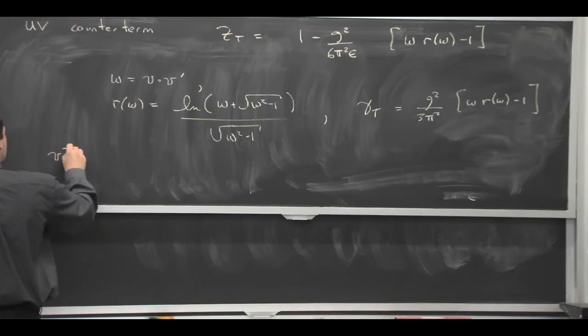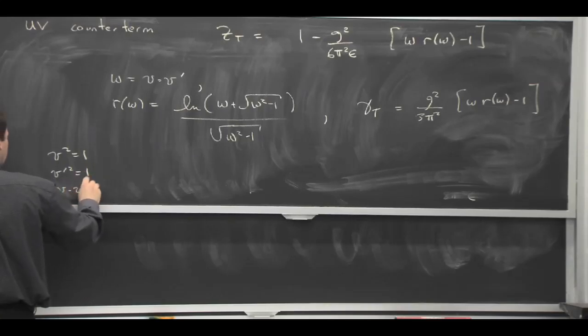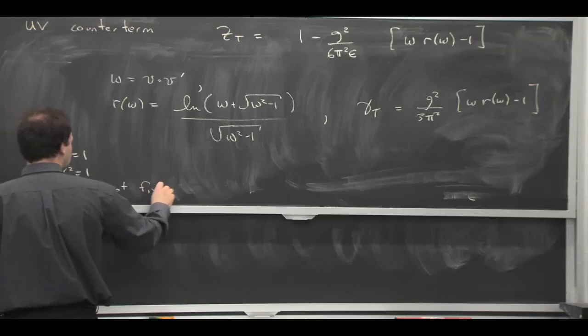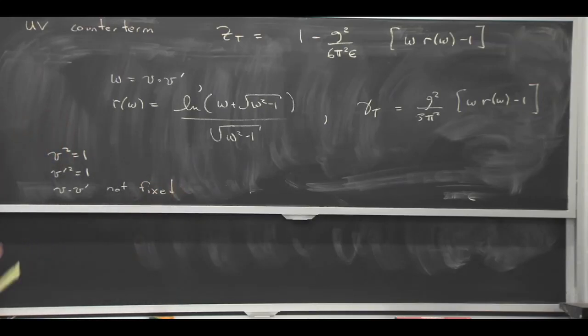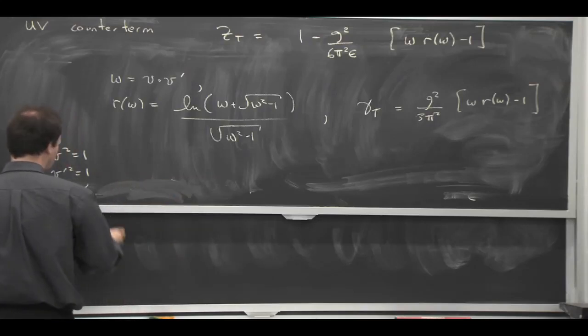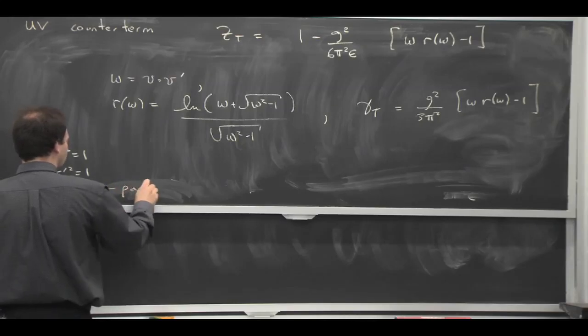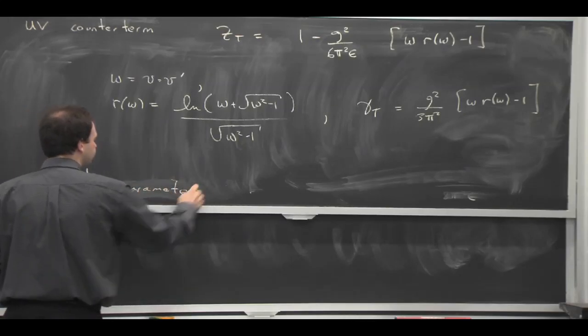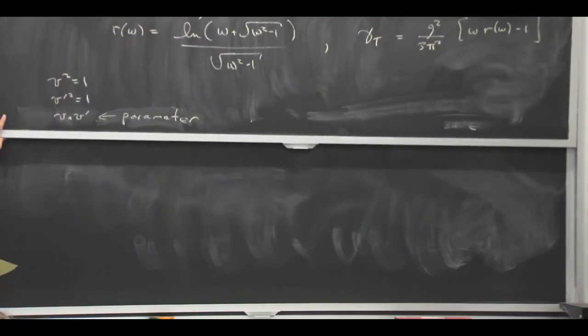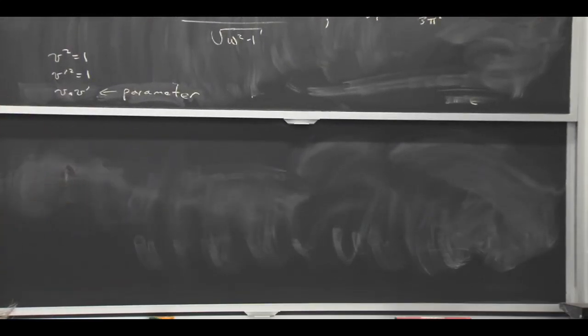So v squared was 1. V prime squared was 1, but v dot v prime is not fixed. Well, it's not fixed simply by, poor choice of words. This is a parameter that can vary. So it will be fixed by kinematics, but it can depend on the kinematics.